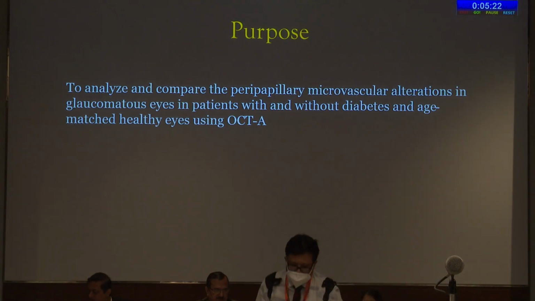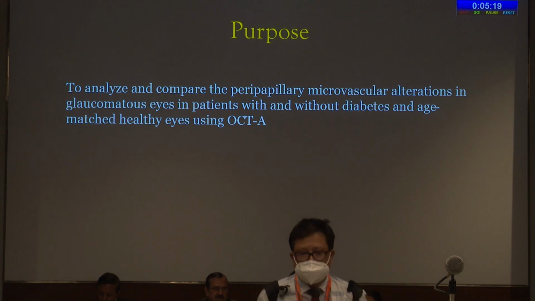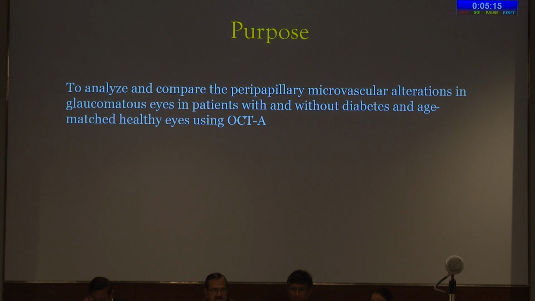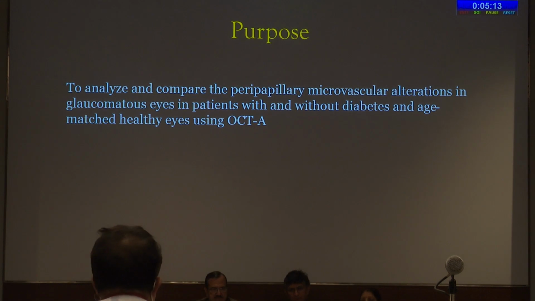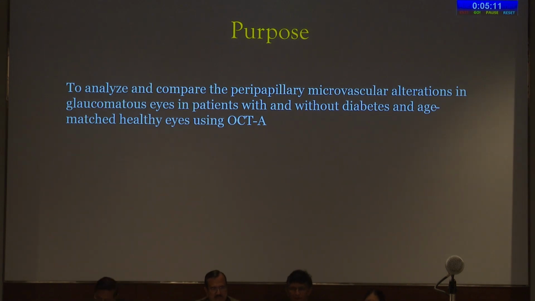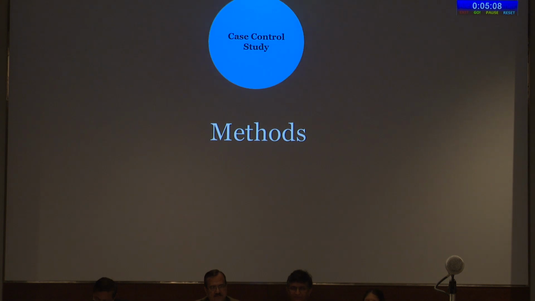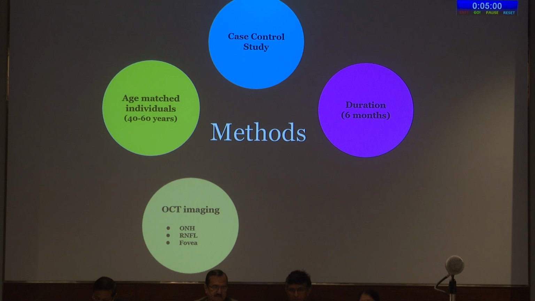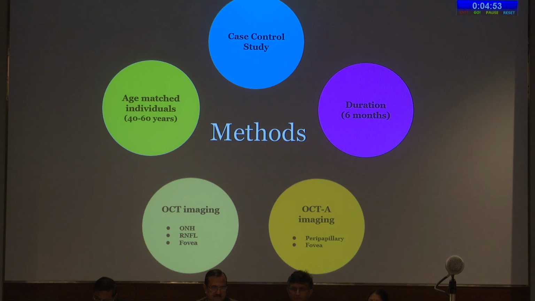Our purpose was to analyze and compare the peripapillary microvascular alterations in glaucomatous eyes in patients with and without diabetes and age-matched healthy eyes using OCT angiography. It was a case-controlled study done in age-matched individuals of 40 to 60 years, and the duration was 6 months. OCT imaging was done of the optic nerve head, retinal nerve fiber layer, and fovea, and OCTA imaging was done of the peripapillary and foveal region.